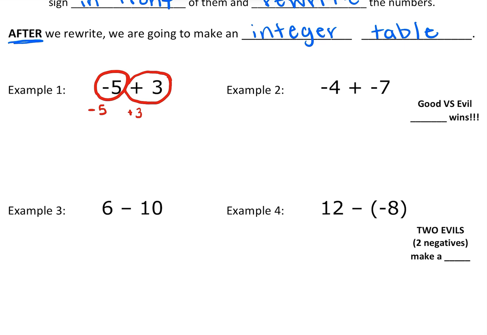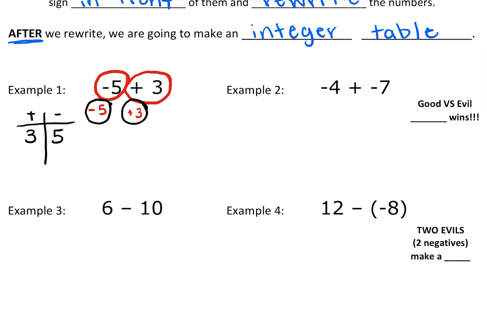Now that we have done that, we are going to make our integer table. Our integer table looks like this. We have a positive side and a negative side. I am going to take my positive 3 and put the 3 on the positive side. I'm going to take my -5 and put the 5 on the negative side. And that is all we are doing today.